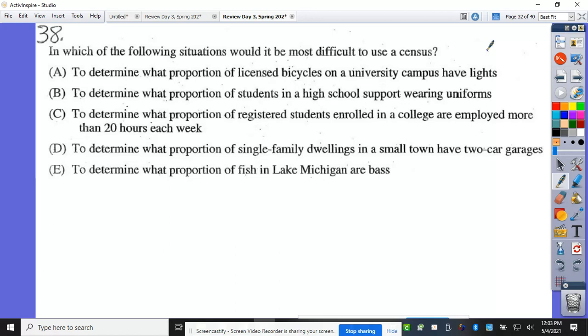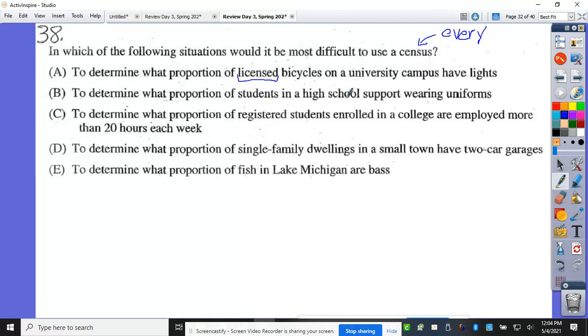What does it mean to be a census? What's the important part about a census? So I would talk about every single one in the entire population. A: To determine what proportion of licensed bicycles on a university campus have lights. What's the one part of that one that makes it not so hard? License. Or at least more reasonable? Now, could it take a while, or would it be a lot of work? Yes, but it could be done. So maybe I don't know if it's yes or no yet.